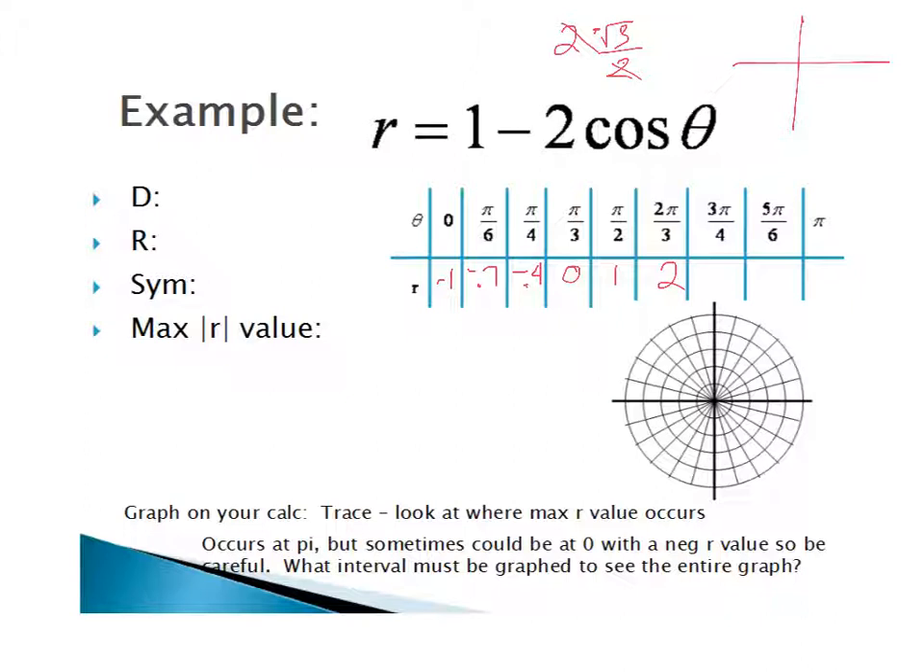Okay, let's try again. 3 pi over 4, that's over here. So that's a negative root 2 over 2 times the 2. The 2's cancel. I get a negative root 2. But it's going to be 1 minus negative root 2. That's 1 plus root 2.